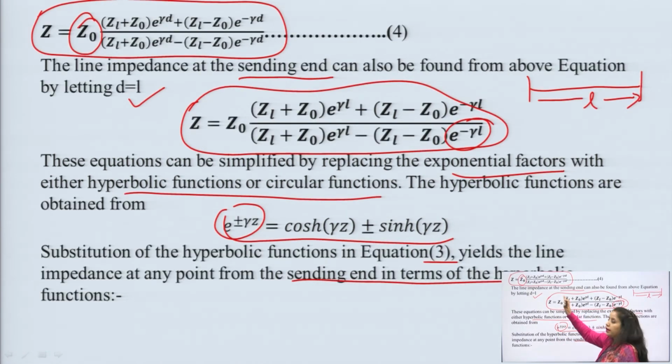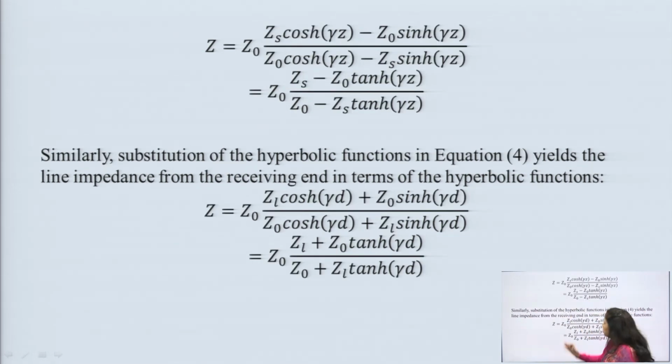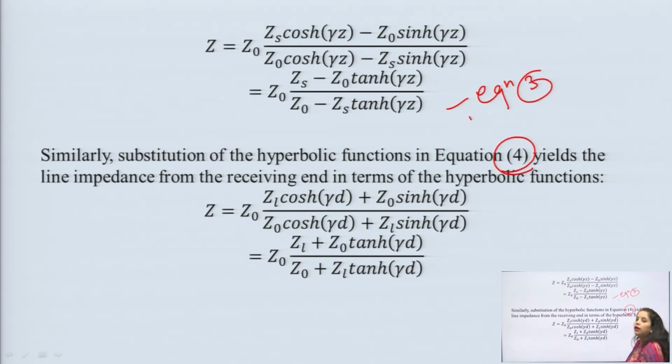Students, also consider this as your task: substitute this value in equation 3 and then in equation 4, and you will get these two expressions. First, the line impedance in terms of ZS and Z0, that means from the sending end in terms of hyperbolic function, and second, with ZL and Z0, the line impedance from the receiving end in terms of hyperbolic function.